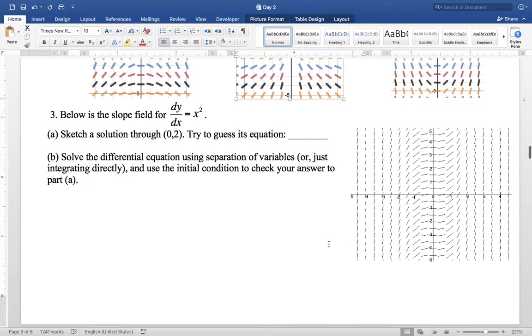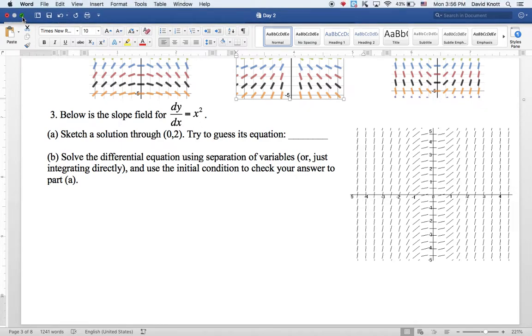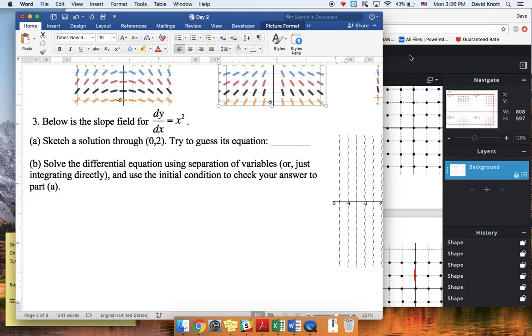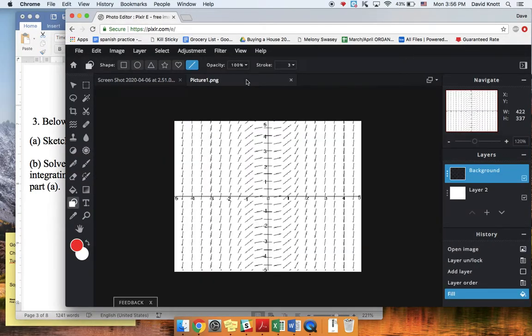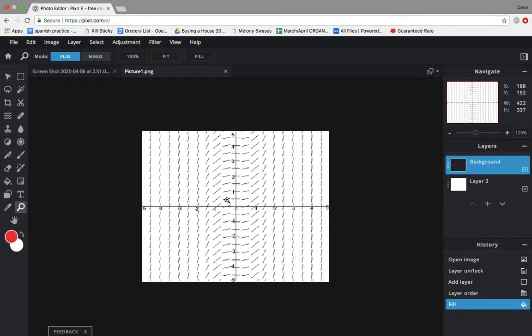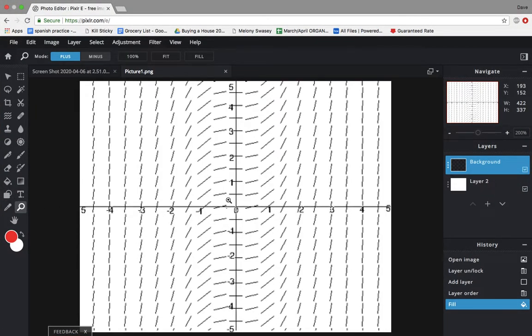Okay, let's do number 3. Below is the slope field dy/dx equals x squared. So here it is. Sketch a solution through (0, 2), and then try to guess its equation. So I'm going to go back to my graphics program. I want to sketch the solution going through (0, 2). We talked about this a moment ago, how to do this, what this looks like. It's pretty simple. You just look for the point (0, 2).